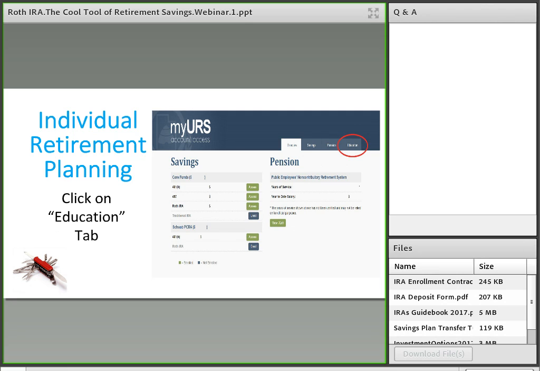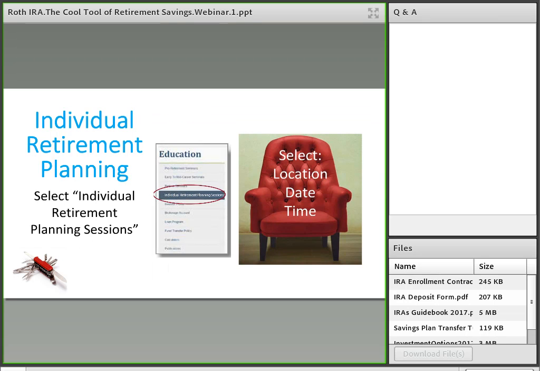Okay, how do you register for one of those? So you're logged into your URS account. In the top right up there, you'll see the education tab. So you would click on that education tab, and then it's going to tell you here, 4 down, you'll see the individual retirement planning sessions. And once you click on that, it's going to open up all of our locations.